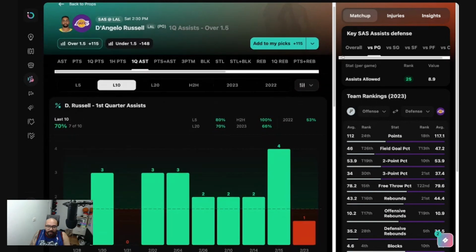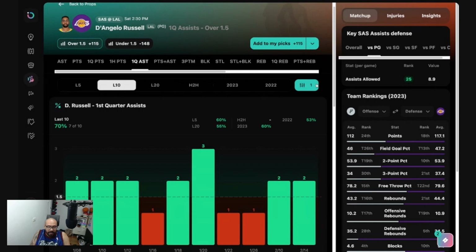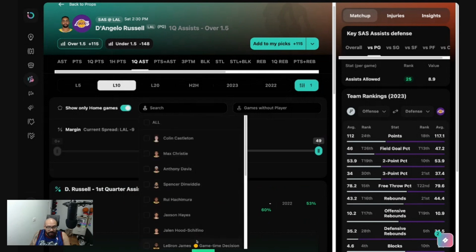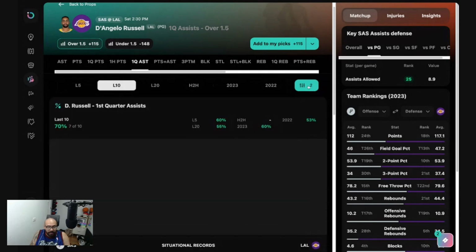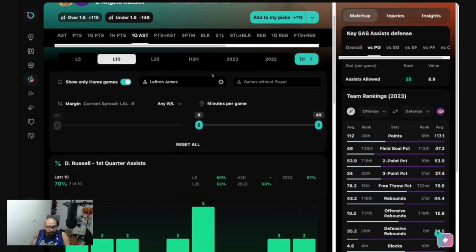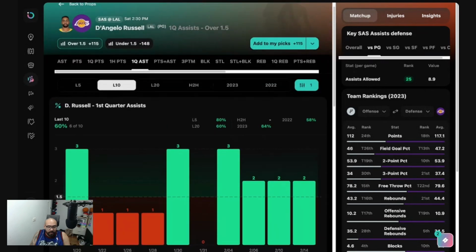We know that the Lakers are at home. So let's check out D'Angelo Russell's last 10 home games. And he's covered this in 7 out of his last 10 home games. We know that he gets more assists with LeBron James out of the lineup. Let's check to see how he does with LeBron James in the lineup. So those are his last 7 games at home with LeBron James. These are his last 10 games without LeBron James at home. So still 6 out of 10.